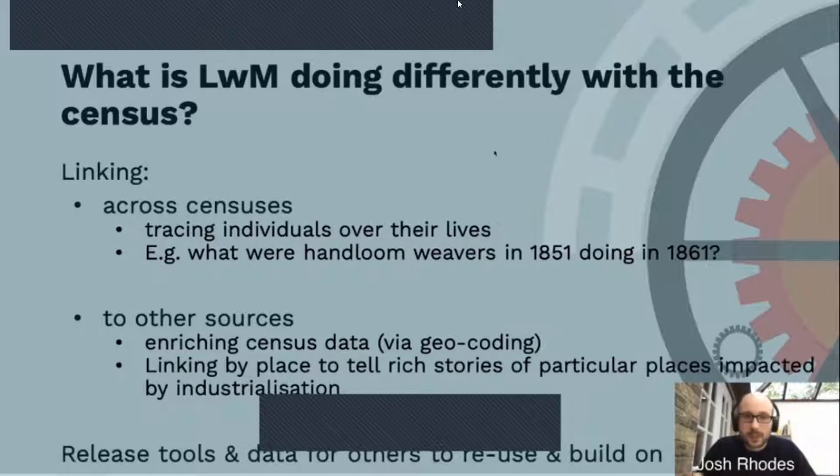And then the other way that Living Machines is doing things slightly differently with the census data is that we have a real focus on, anywhere we can, releasing the tools, like the code, for example, that we've developed. We want to release the tools and the data that we've produced for others to reuse and build on. And that's a real focus of the project.